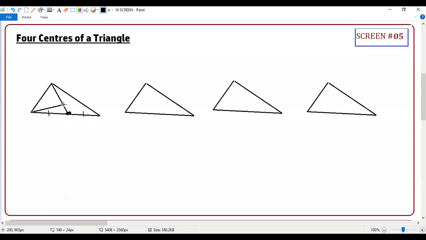From a vertex to the midpoint of the opposite side. Can you tell me what is the midpoint? Somewhere here, approximately? Yes. So a line segment drawn from a vertex to the midpoint of the opposite side is called a median.